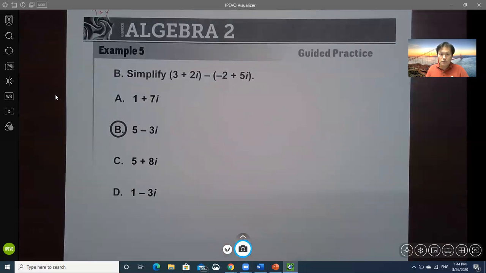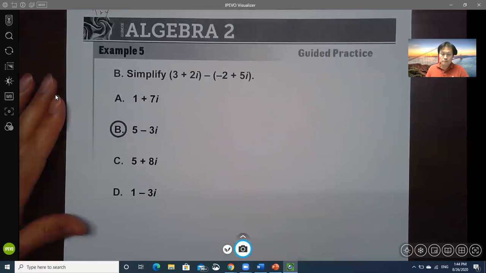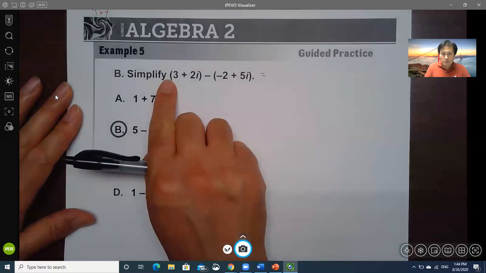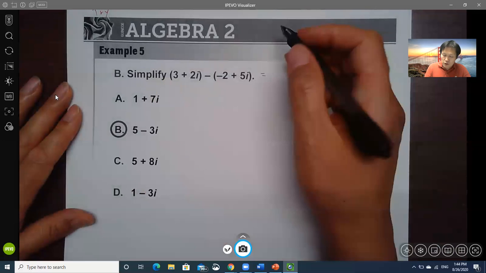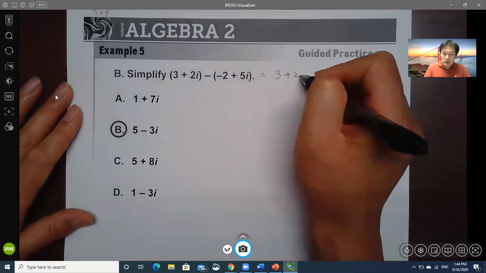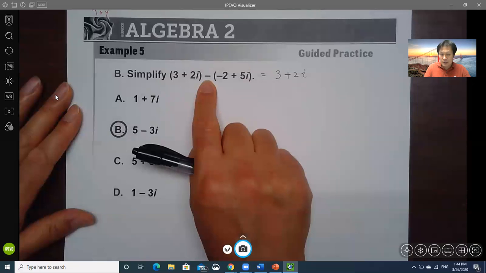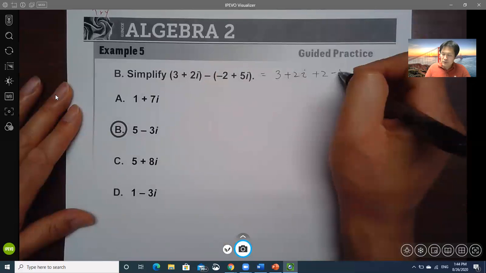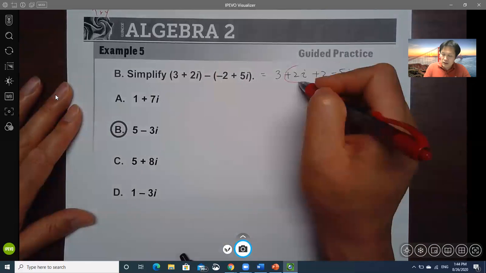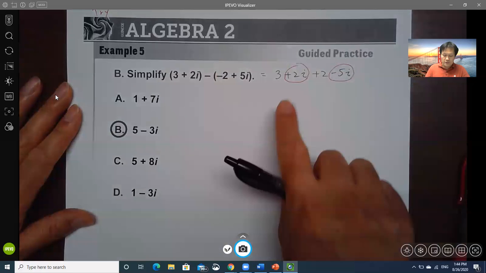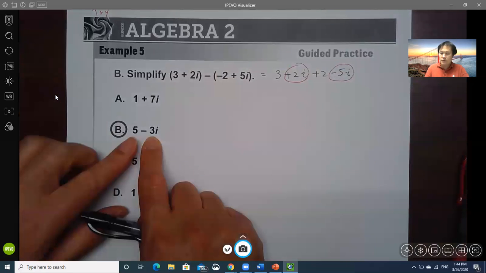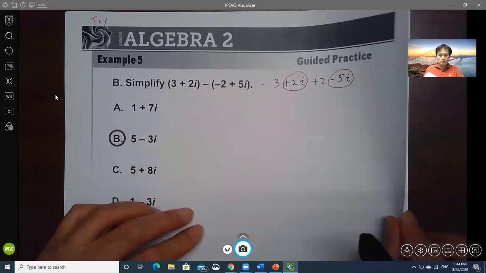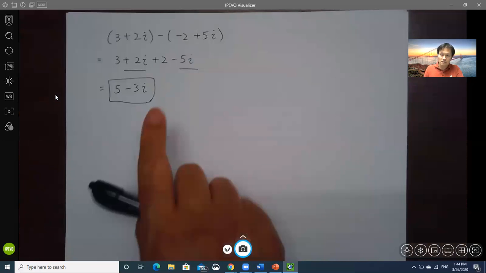Please pause the video. Try this. Okay, there's nothing in front of the first parentheses, meaning distributing by 1 doesn't do much. The second is minus 1. Distribute, that will change the sign. Be careful. Yes i, yes i. 2 minus 5 is minus 3. 3 plus 2 is 5. That was a workout there.